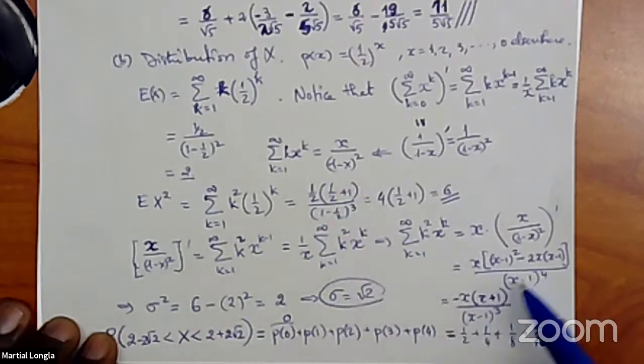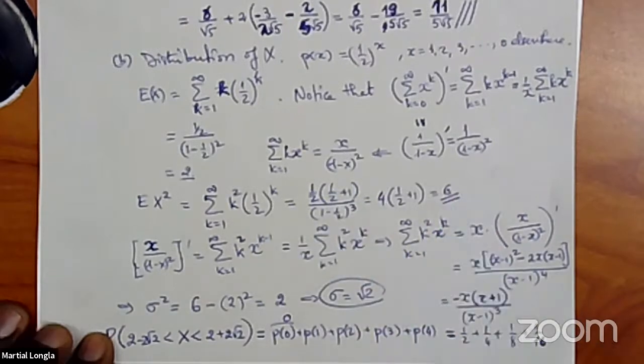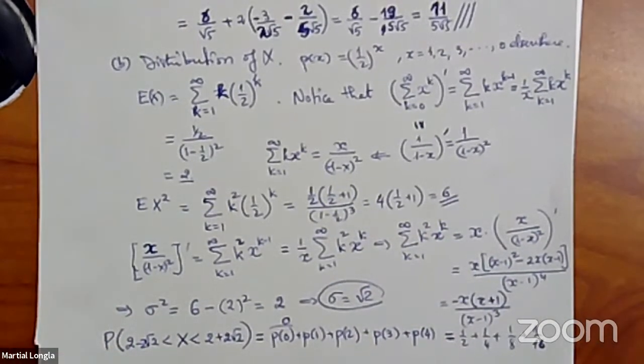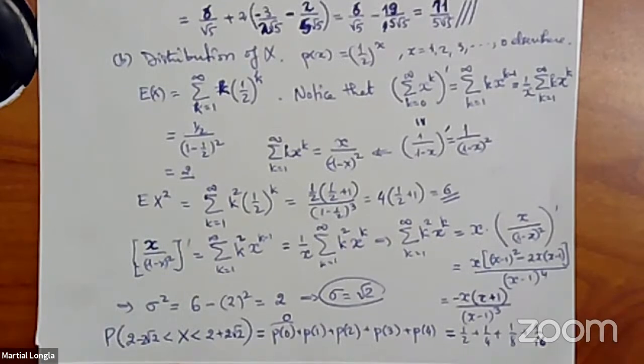That's the formula. From this formula, I plug in 1/2 for x and find that the expected value of x squared is 6. Then we come down that sigma squared is the expected value of x squared minus mu squared, which is therefore 6 minus 2 squared, you get 2. So sigma is the square root of 2.